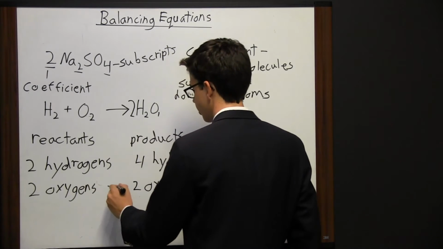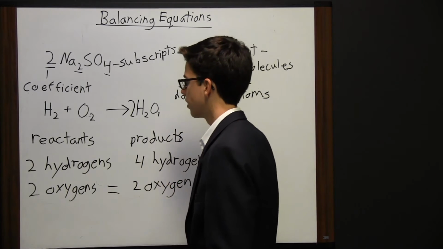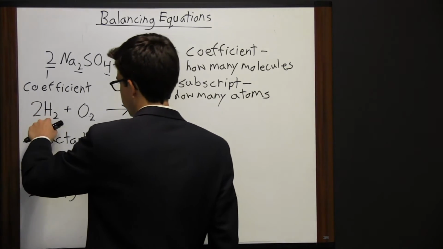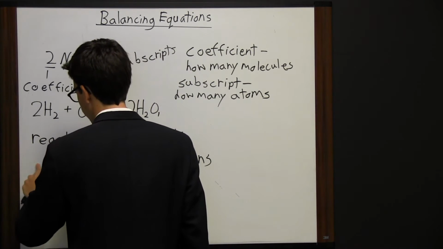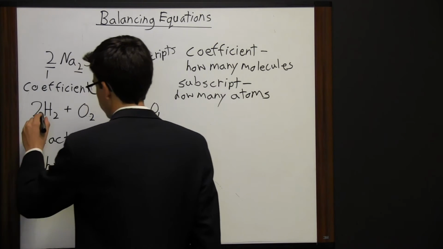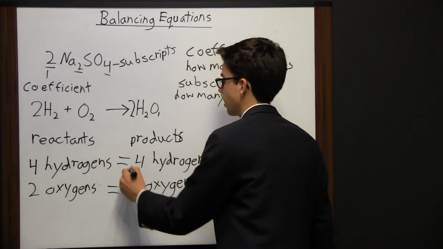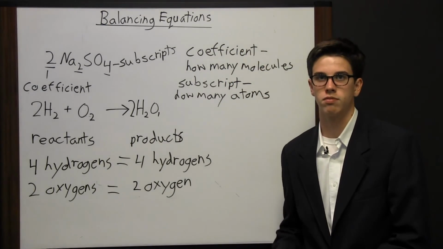So now the oxygens are equal, but the hydrogens are not, because now we have 4 hydrogens over here. So we can put a coefficient right here, and so we have 2 moles of this hydrogen molecule, and so now we have 4 hydrogens total. So we just multiply that coefficient by the subscript. And so that is equal as well. So that's how you balance a chemical equation.